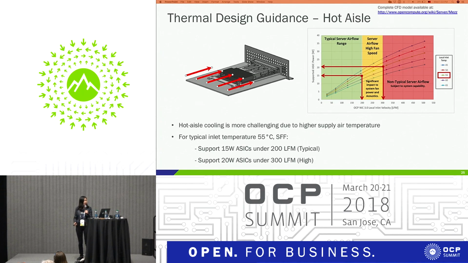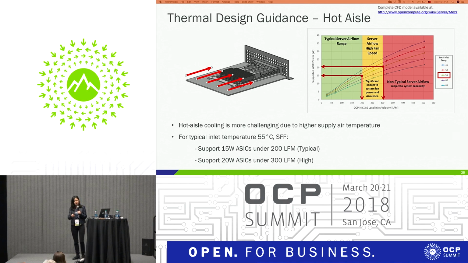Next is the hot aisle case. Since we have a higher supply air temperature for the hot aisle case, it's more thermally challenging under this use case. So we chose a typical supply air temperature of 55C. For the small form factor, we see that we can support 15 watt, and with the high fan speed version, we can probably support 20 watt. This is only for the small form factor. We're still doing more investigation on the large form factor.